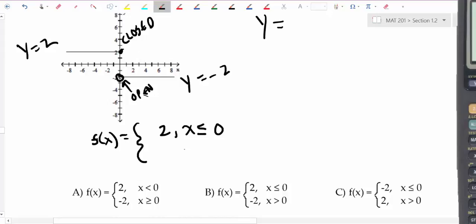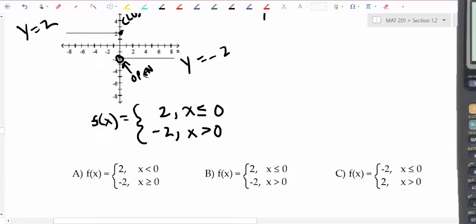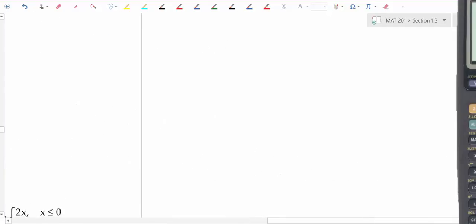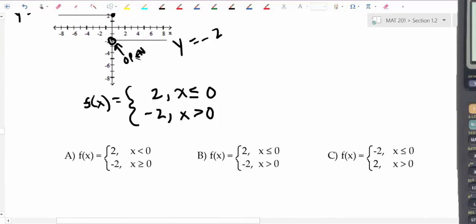Then you go to -2, and what kind of values of x do you use there? Things that are greater. Now, do you say greater than 0 or greater than or equal to 0? Greater than, because you've got a bubble. So there's a big difference between greater than and greater than or equal to. You got to remember those little details as well. So that matches up with which one? Is that B, it looks like? So that's a basic piecewise function. Any question about that?